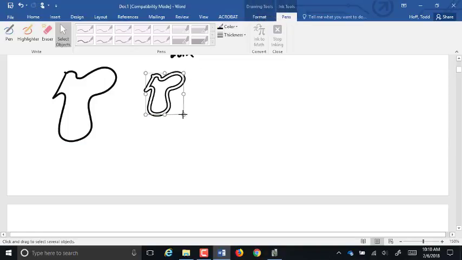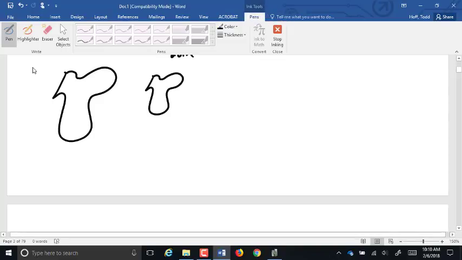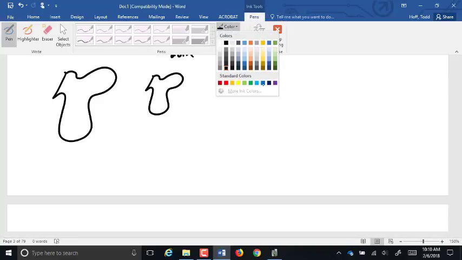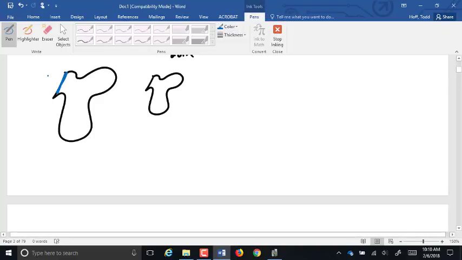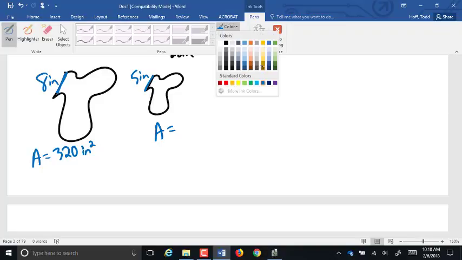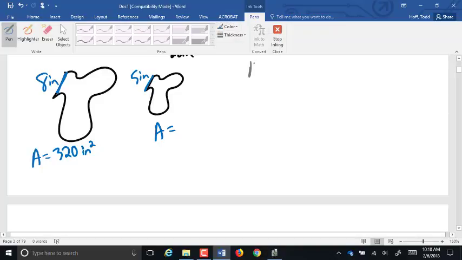So let's say we had this shape here where this dimension right here was 8 inches, but we needed to shrink it so that this dimension now is 5 inches. Before we reduced it, the area was 320 square inches. What's this new area going to be? Well, we can figure that out by going through that ratio of lengths.